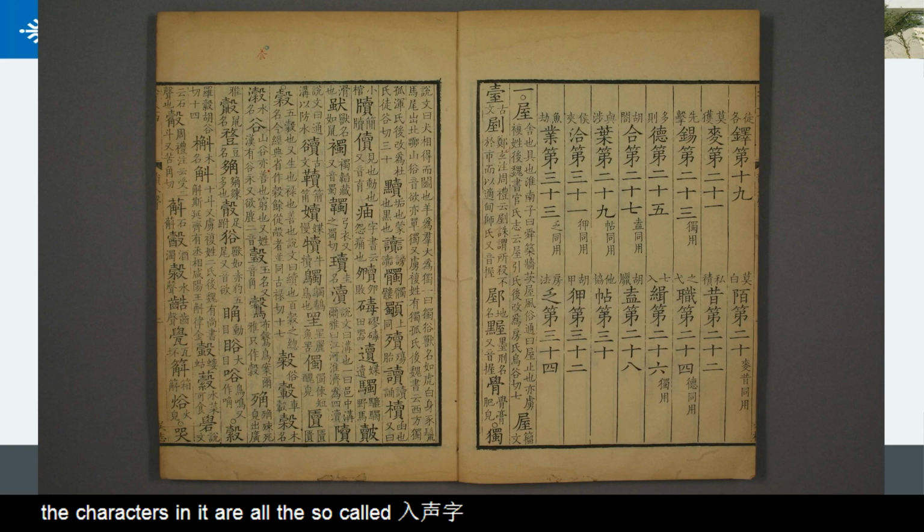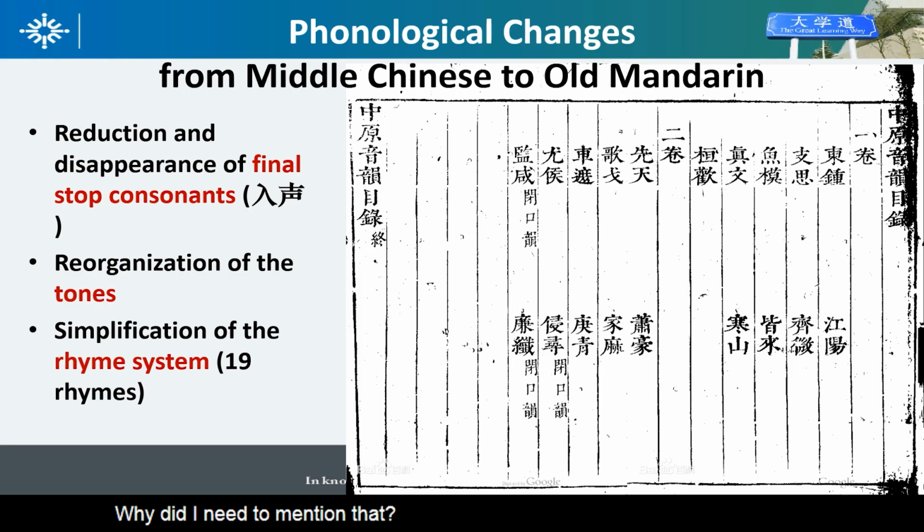And here is the first chapter of volume 5 of Guangyun. The characters in it are all the so-called 入声字, with a stop consonant ending of a final in the Chinese syllable. Why did I need to mention that? Because there are no 入声字, no final stop consonants, in 中原音韵. This is a very important difference, a very important change, if you compare 中原音韵 to 广韵.